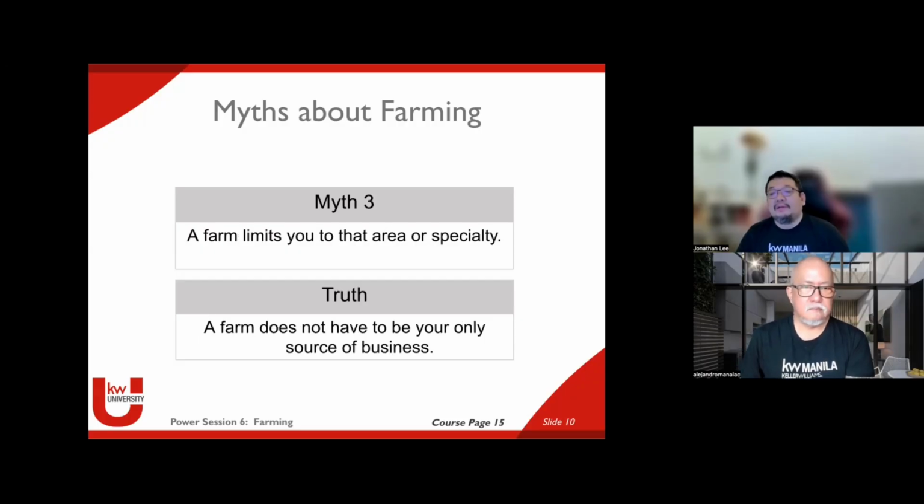Okay, "a farm limits you to the area of specialty" is not true. A farm does not have to be your only source of business. One of my agents in Malaysia that went coaching with me, a team of them, they were only selling big houses, like huge houses and lots. They're talking about 3,000 square meter, 2,000 square meter lots, big houses, mansions, right? And when they started focusing on those big mansions, they were dominating that particular neighborhood.